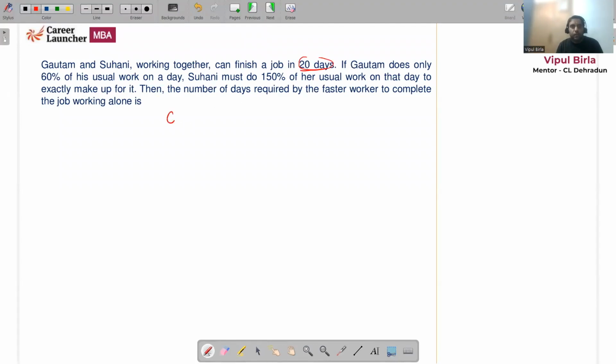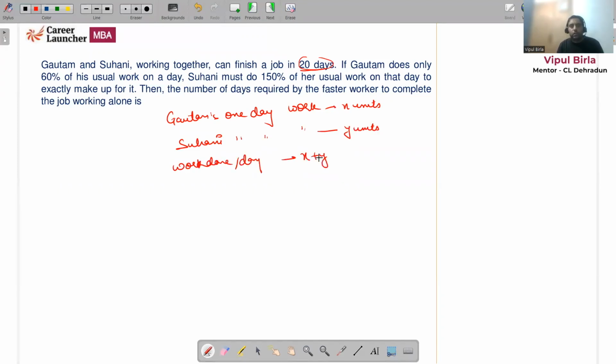Let's say Gautam's 1 day work is equal to x units, while Suhani's 1 day work is y units. So work done per day is equal to x plus y.